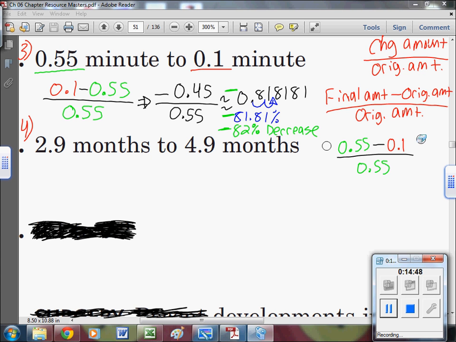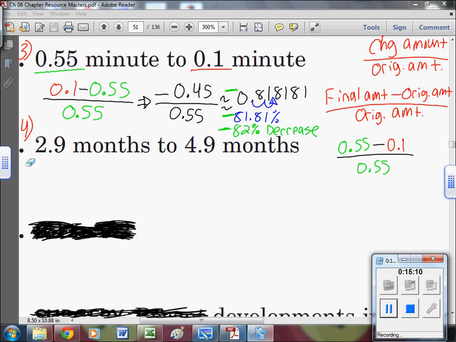So even if you had done it backwards over here, meaning the opposite order you divided them in, you're still going to get positive 0.45 over 0.55, and you would divide to get the exact same decimal, except yours wouldn't be negative, yours would be positive. But you would still need to use your common sense to be like, oh, it was a decrease, so I'm still going to say decrease of 82%.